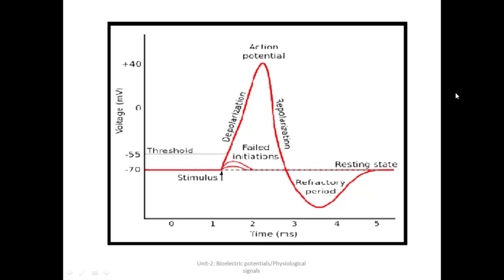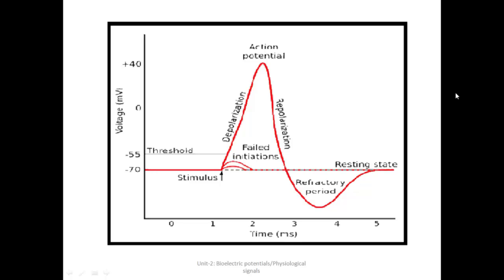So graphically, we can see that when a stimulus was given, depolarization takes place. Suddenly, a high potential goes into the positive. Action potential is developed. Once the action potential is developed, again gradually it comes down. Repolarization takes place. It comes to the resting potential. Then, once this repolarization takes place, there is a small refractory period in which it cannot actually respond to any other stimulus, and then finally it again comes back to its original resting potential.